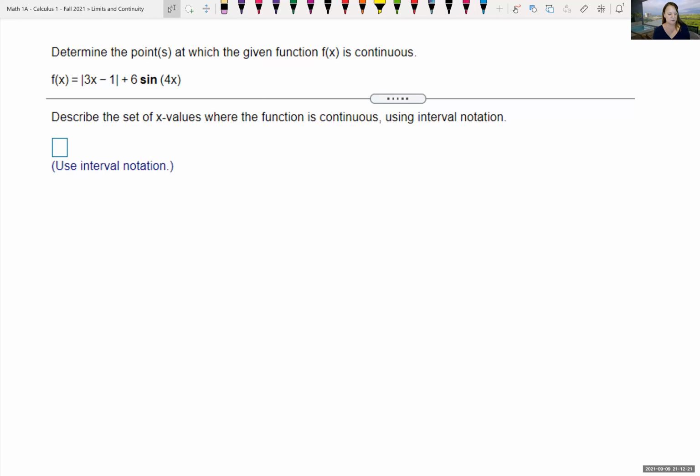So we're just looking at some homework questions and student hours. And so I thought I'd record this for those who weren't here and maybe want to see some more examples. But this says determine the points at which the given function f of x is continuous.